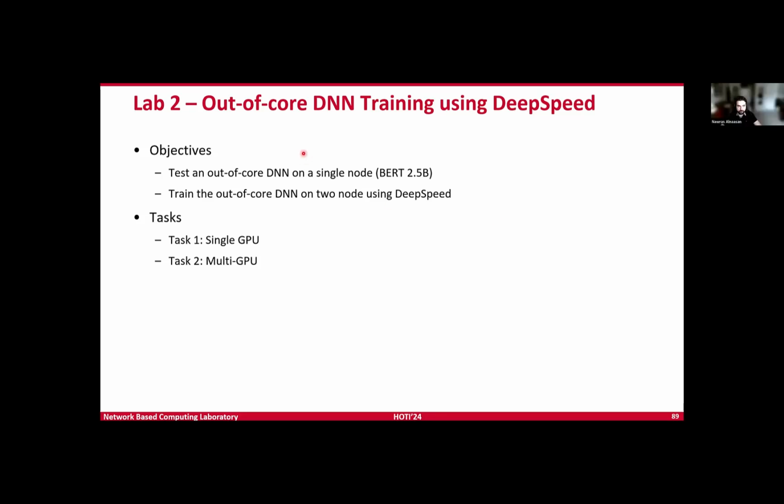Lab 2 will be about out-of-core DNN training using DeepSpeed. Out-of-core means a model that does not fit in the memory of a single GPU. The objective of this lab is to test an out-of-core DNN on a single node, single GPU. We're training the BERT model, a transformer-based architecture with 2.5 billion parameters. Then we're going to train the same model on 2 nodes and see the difference between the 2 experiments.